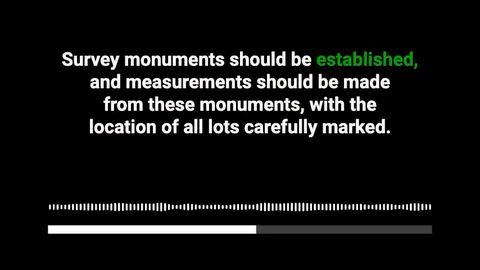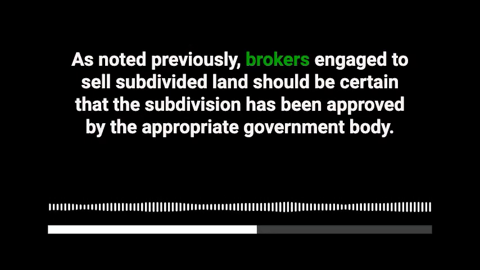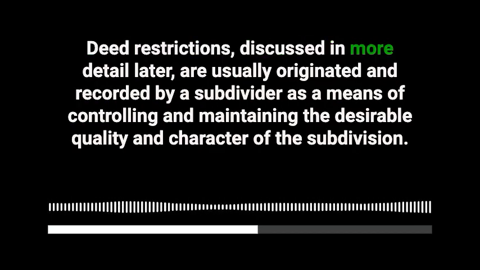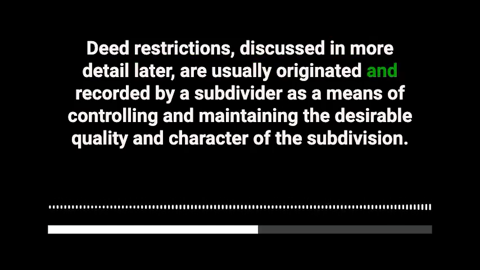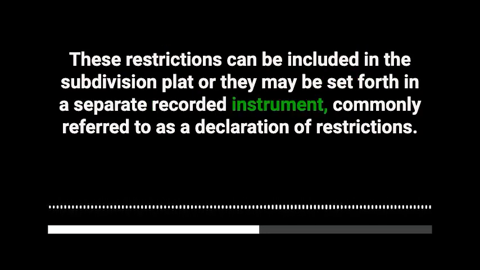Survey monuments should be established, and measurements should be made from these monuments, with the location of all lots carefully marked. As noted previously, brokers engaged to sell subdivided land should be certain that the subdivision has been approved by the appropriate government body. Covenants and restrictions. Deed restrictions, discussed in more detail later, are usually originated and recorded by a subdivider as a means of controlling and maintaining the desirable quality and character of the subdivision. These restrictions can be included in the subdivision plat, or they may be set forth in a separate recorded instrument, commonly referred to as a declaration of restrictions.